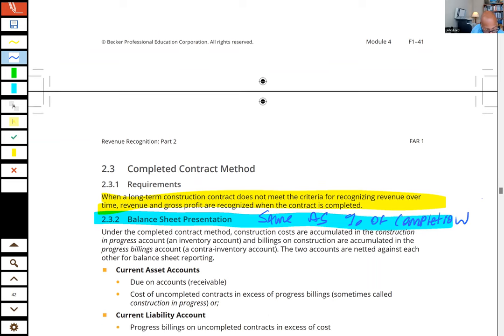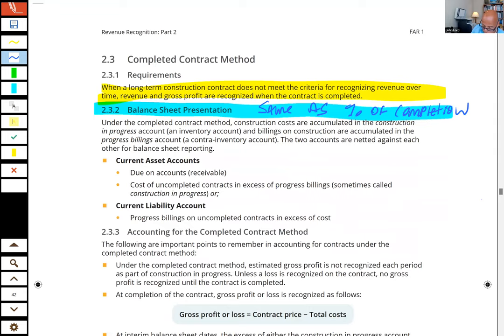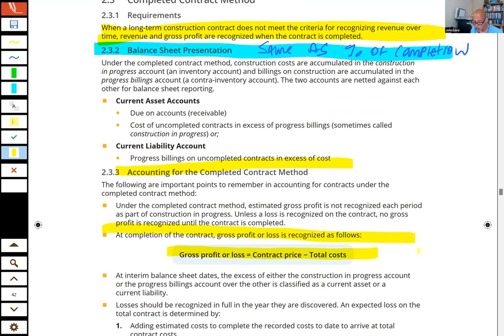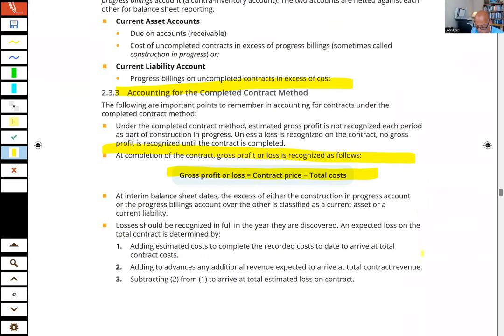When you account under the completed contract method, you are simply going to take the contract price minus the total cost, and that isn't recognized until the contract is complete, or if it's a loss, you should do what? As we saw in the little example there, take it immediately.